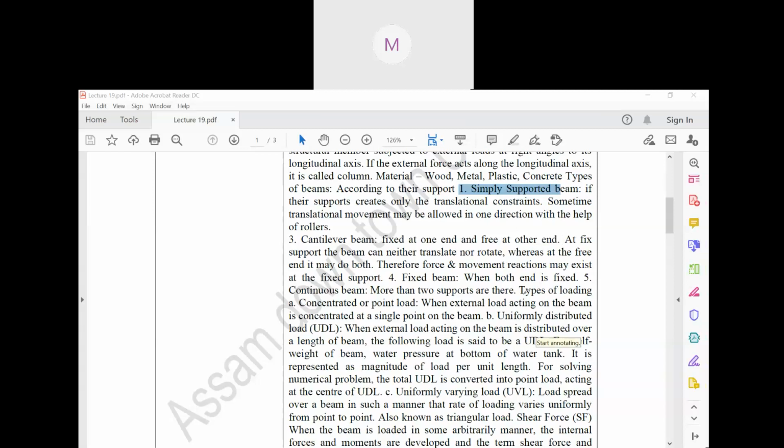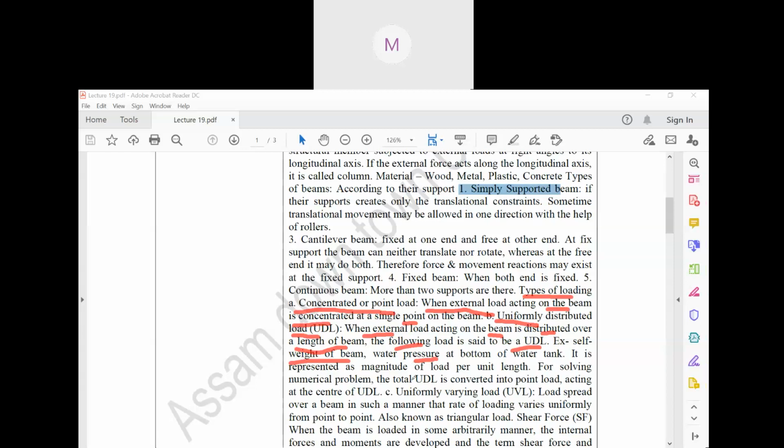So, types of loading here it comes. Number one is concentrated or point load. When external load is acting on the beam, concentrated at a single point on the beam, then it is called concentrated or point load. That one I explained. Now uniformly distributed load, UDL. Now what is UDL? Just now we discussed, right? When the external load acting on a beam is distributed over the length of the beam, that means at the whole length of the beam the load is distributed, so the load is said to be UDL. For example, self weight of the beam, then water pressure at the bottom of a water tank.